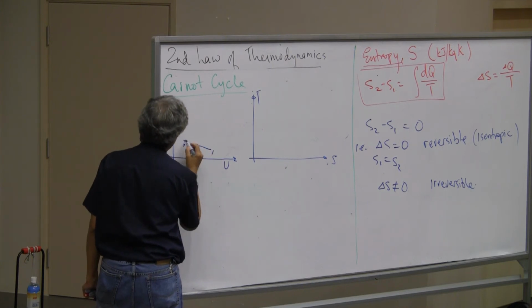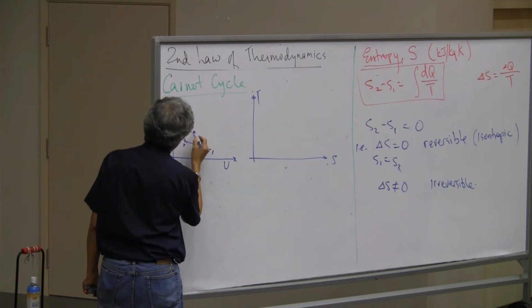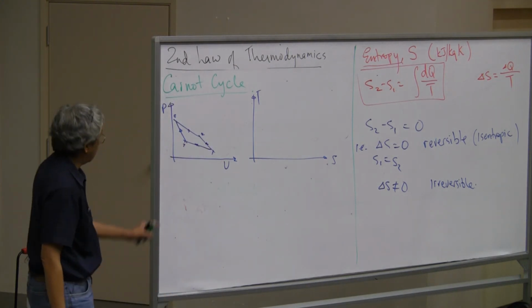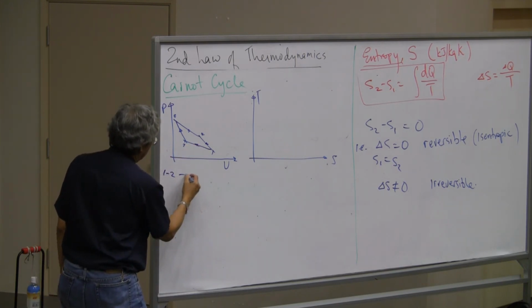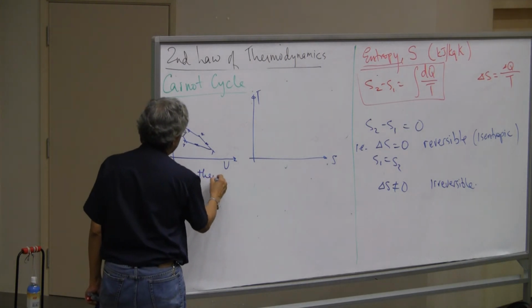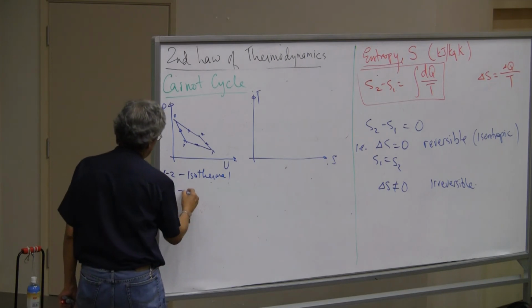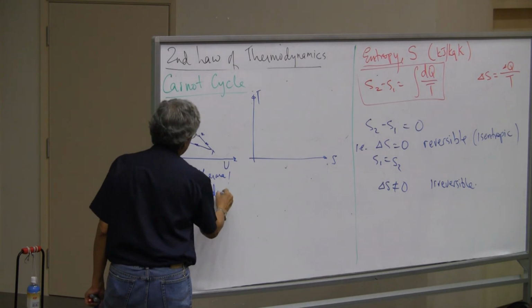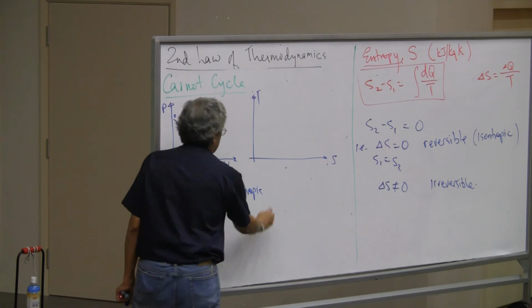So first, 1 to 2, then 2 to 3, 3 to 4, and then 4 to 1. So this is the Carnot cycle. 1 to 2 is the isothermal process, constant temperature process. 2 to 3 is adiabatic, reversible adiabatic. So that is to say isentropic.